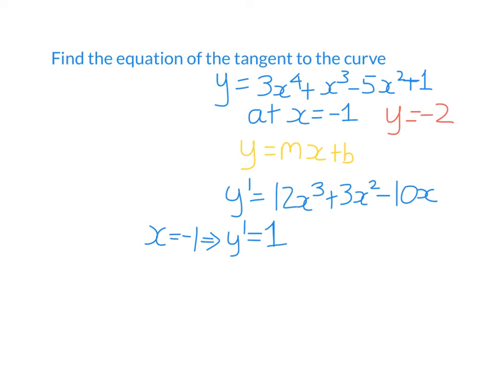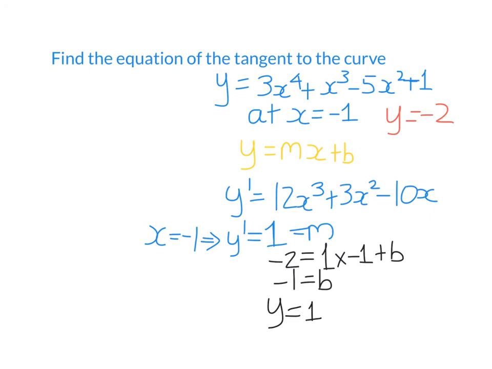So now I have all I need to substitute into this equation. I substitute the gradient m, which is the value of y dash, and x and y from the point. So I get y equals gradient times x plus the y-intercept. So then I'm going to add 1 to both sides to get minus 1 equals b. So the equation of the tangent to this curve at x equals minus 1 is just y equals gradient times x plus y-intercept. How easy is that?